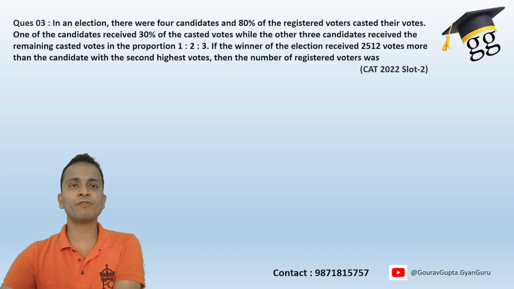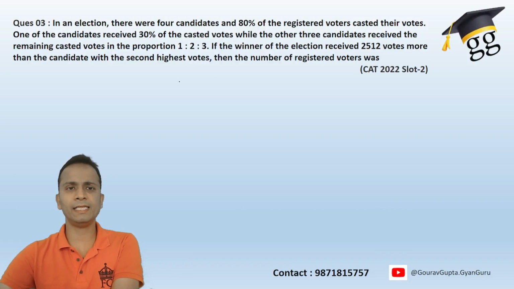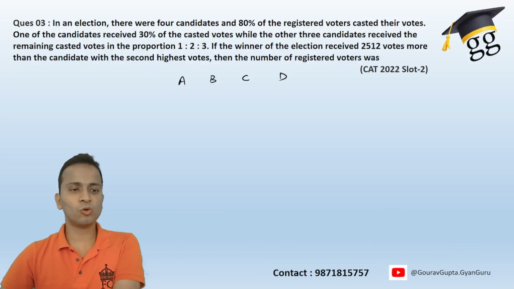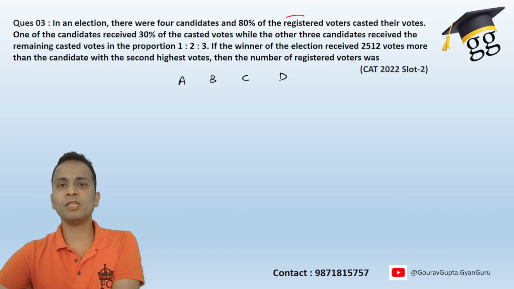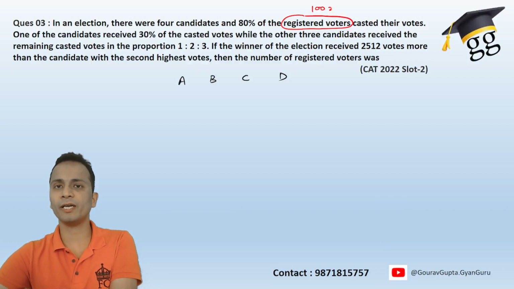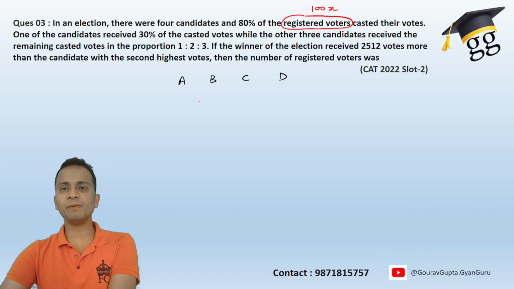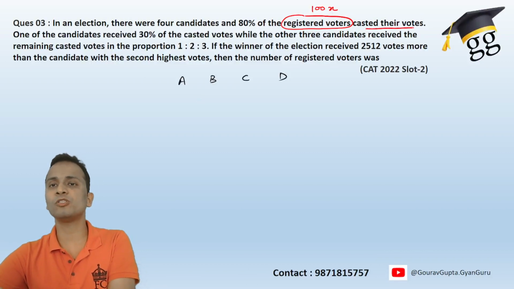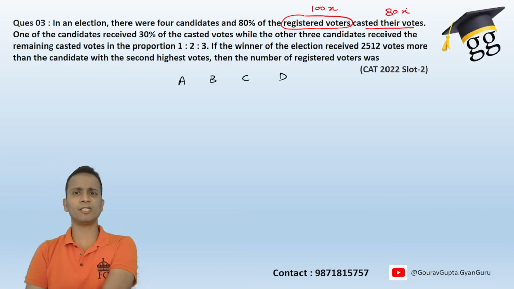In an election there were 4 candidates. Let's say these 4 candidates are A, B, C and D. And 80% of the registered voters cast their votes. So assume that the total number of registered voters is equal to 100x. Okay, so 80% of the registered voters casted their votes. So number of voters who casted their votes will be 80x. I'm writing it at the top only.